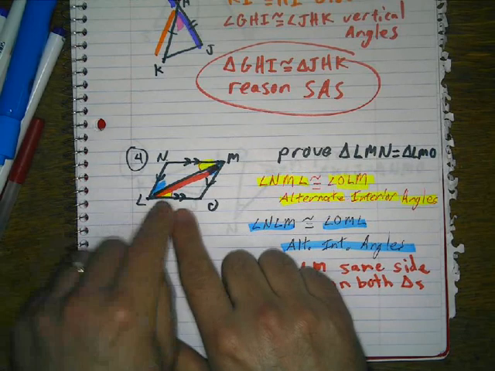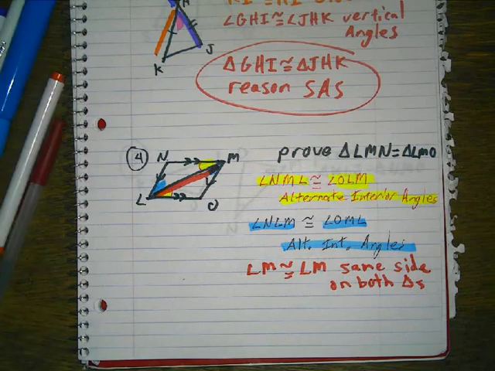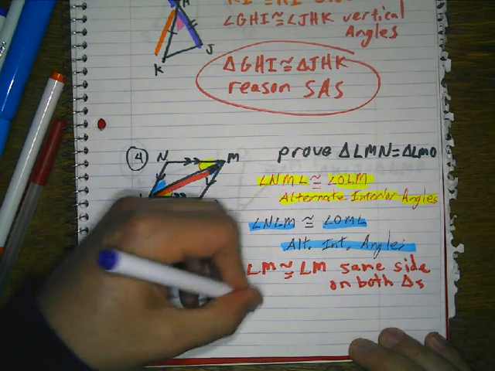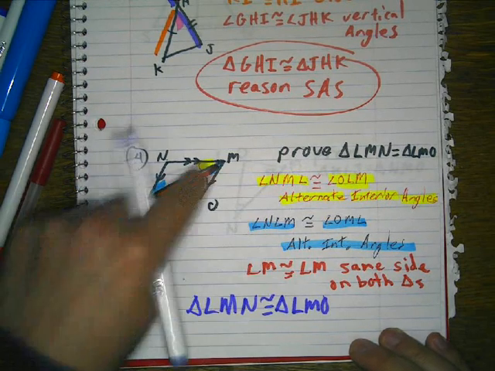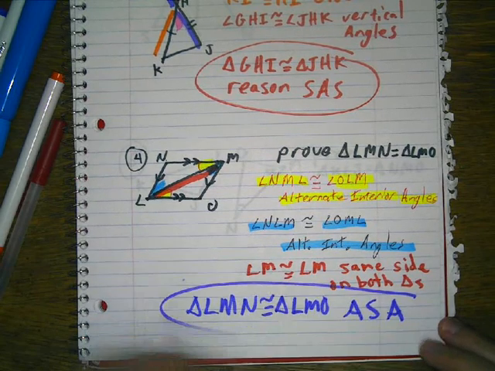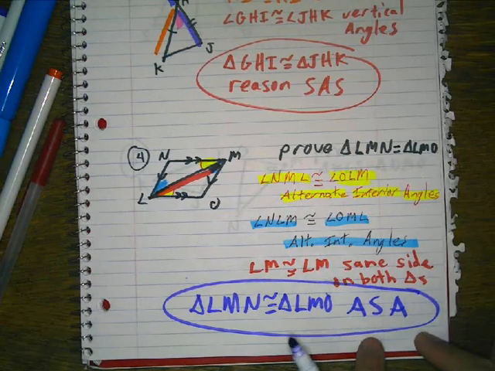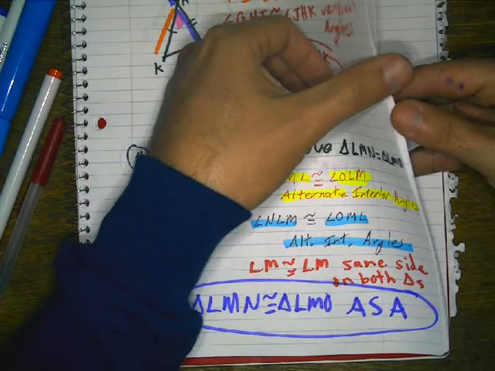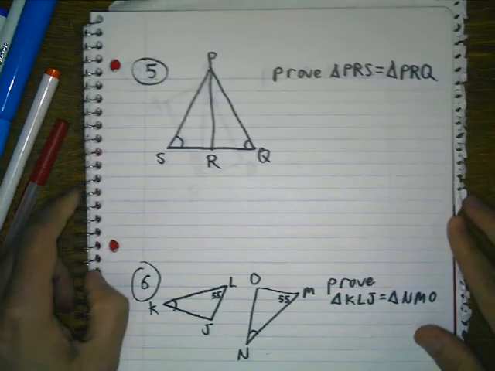If I look at the picture, the angles are on both sides of the side, so I'm going to say that triangle LMN is congruent to triangle LMO, and it's because it's angle, side, angle. And once again, the angles are on both sides of the side that I know. That's why it's angle, side, angle. Okay, moving along.